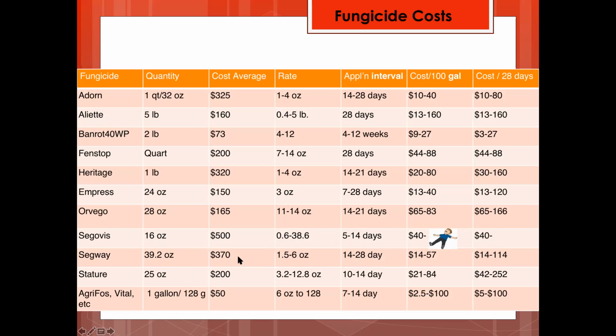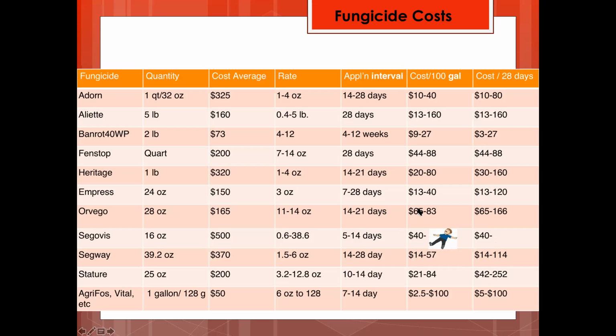So these are some of the things you should keep in mind when you're actually making your decisions and what you want to do. What am I trying to protect? Am I getting it on in time? Is this host super susceptible? If it is, I probably need to use a bigger gun. If it's not super susceptible, maybe I can dial it back and go with some of the phosphorus acids or Subdue Max or something like that.